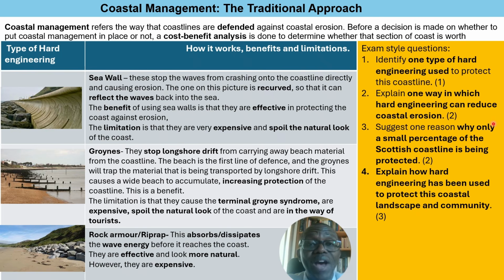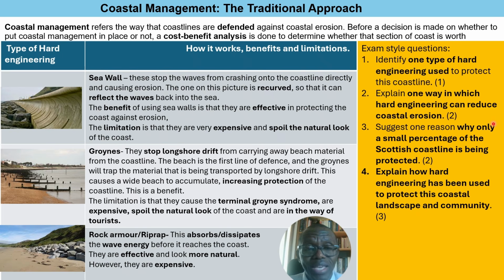Now, the types of hard engineering that we have here are three, and the first one is a seawall. Now, of course, the seawall is a physical barrier that prevents or stops the waves from crashing onto the coastline head-on, and therefore will reduce the erosion, because the seawall is going to absorb or reflect those waves back into the ocean.